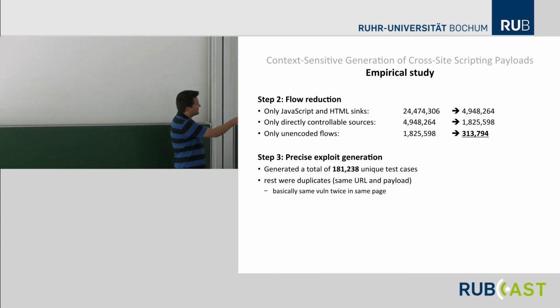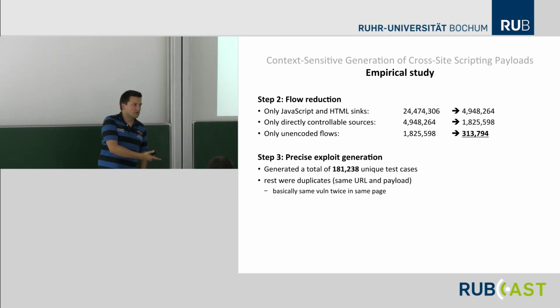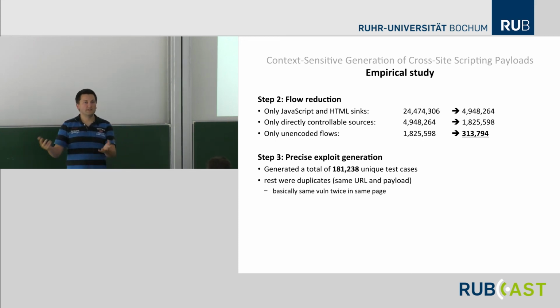This left us with 300,000 data flows that were unencoded, where we control the source, and where the thing directly executes HTML or JavaScript. And for these 300,000 flows, we generated exploits with our exploit generation techniques. And this ended up in 180,000 unique test cases.